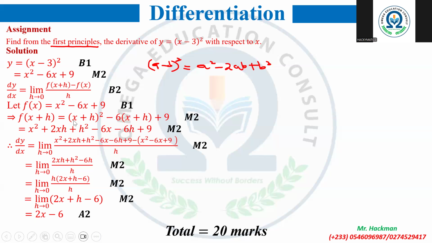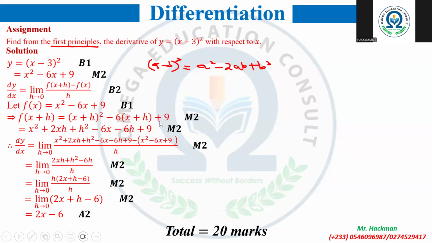So if you expand this, the same binomial squared identity gives x squared plus twice the product of this and this. The product of this and this will be xh. Twice that will give us 2xh. Then plus h squared. Then minus 6x. Then minus 6h. Then plus 9. We should all be able to expand this.